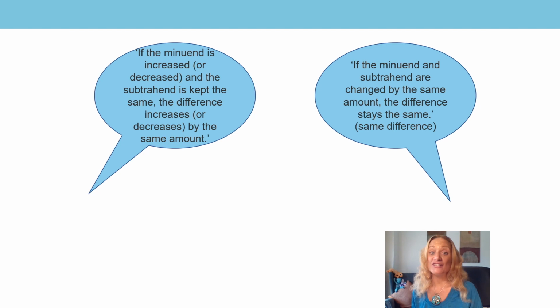And the second generalisation we looked at quite a bit, let's say it together. If the minuend is increased or decreased and the subtrahend is kept the same, the difference increases or decreases by the same amount. And so we used that quite a bit, didn't we, to help us transform calculations and find the most efficient strategy. So let's have a look which of those you used. Maybe you used both of them, maybe you used some other strategies, and see which was the most efficient.